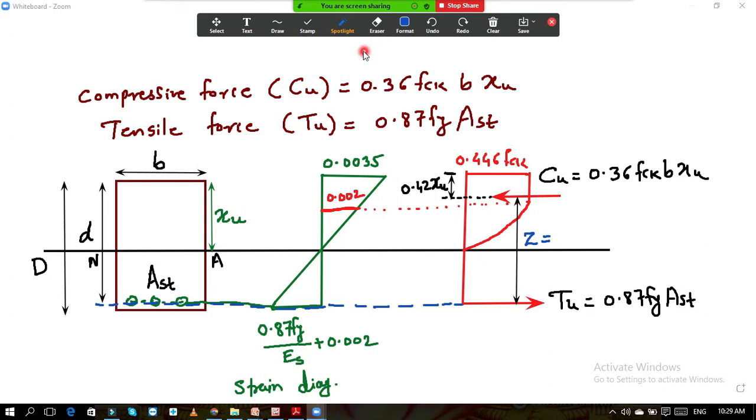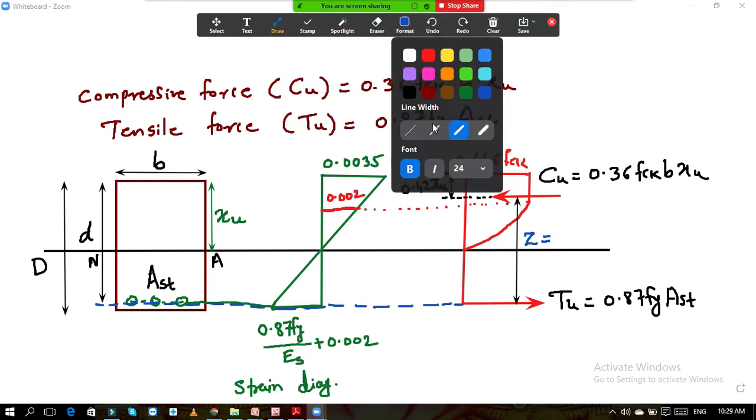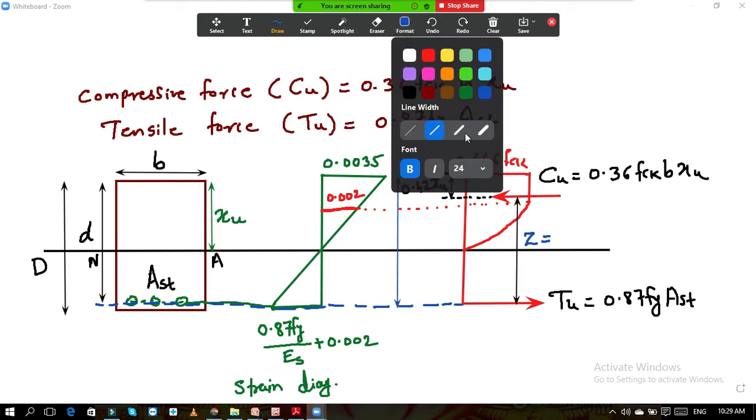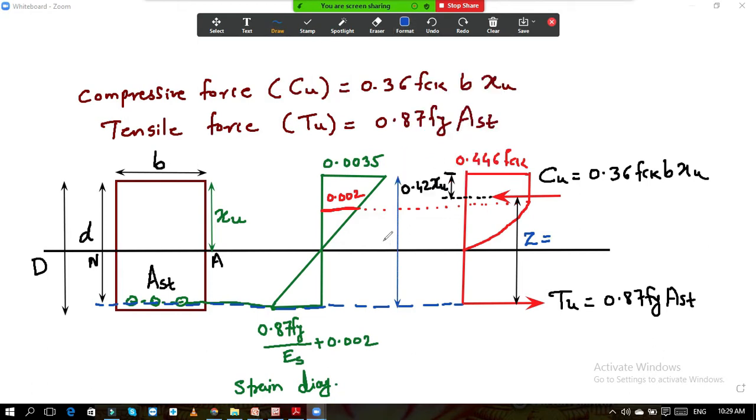Now if I show the distance, from this topmost point up to this point, this is nothing but your effective depth. This is your small d, effective depth. And up to this point here, this distance is 0.42 Xu. So your lever arm will be d minus 0.42 Xu.